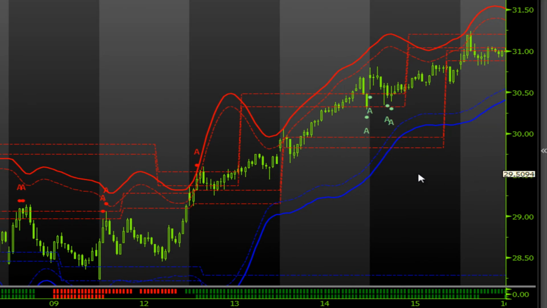The other reason why I use Adeos is as part of multi-time frame analysis to identify exits. An Adeo in one time frame can mean an exit of an existing position in another time frame.